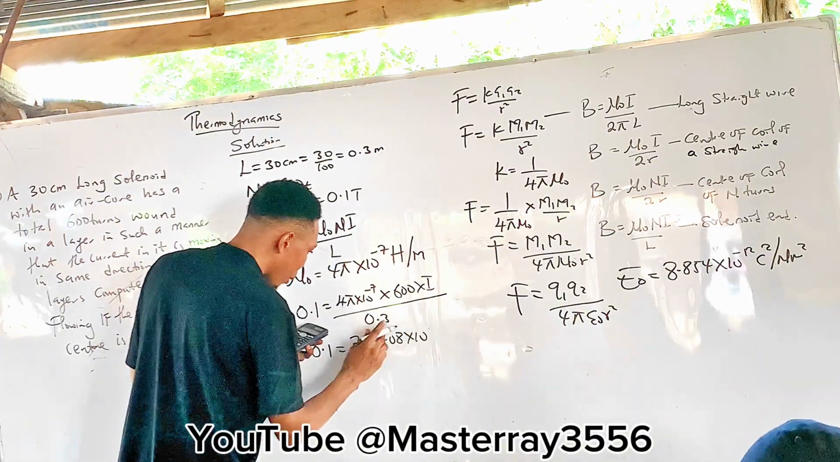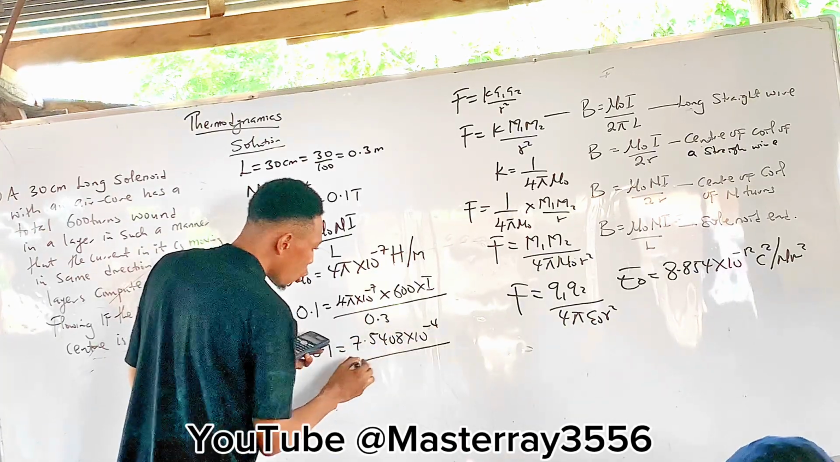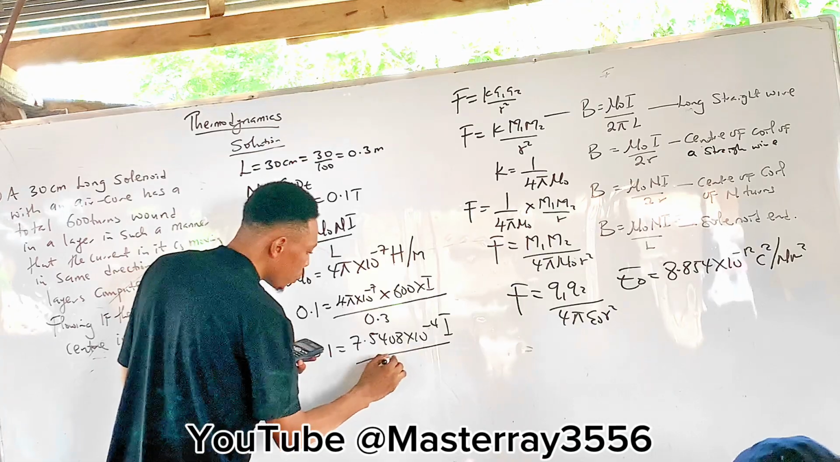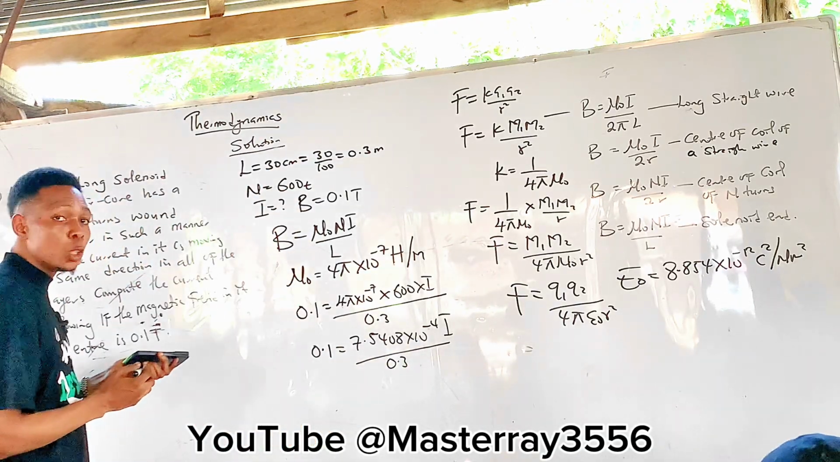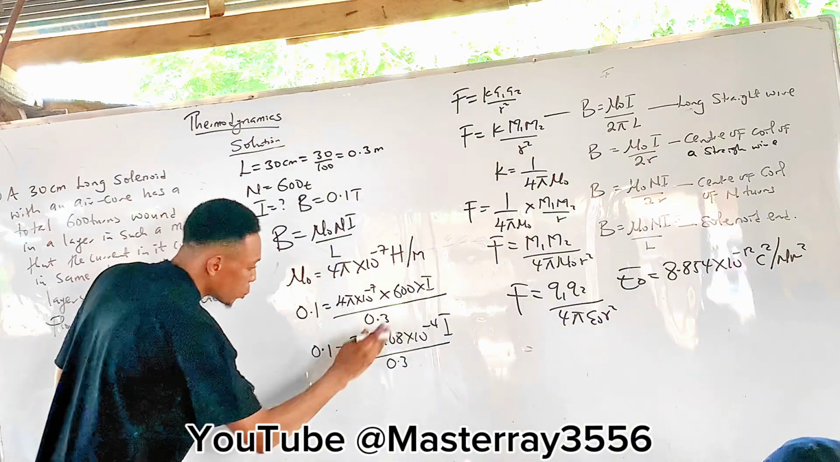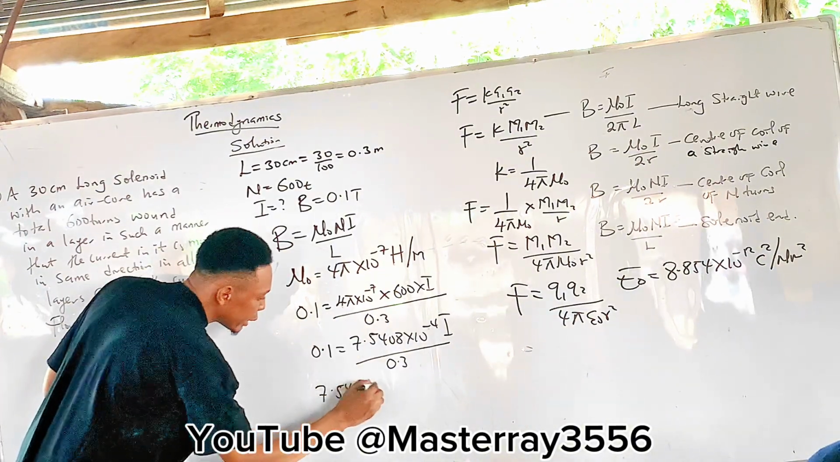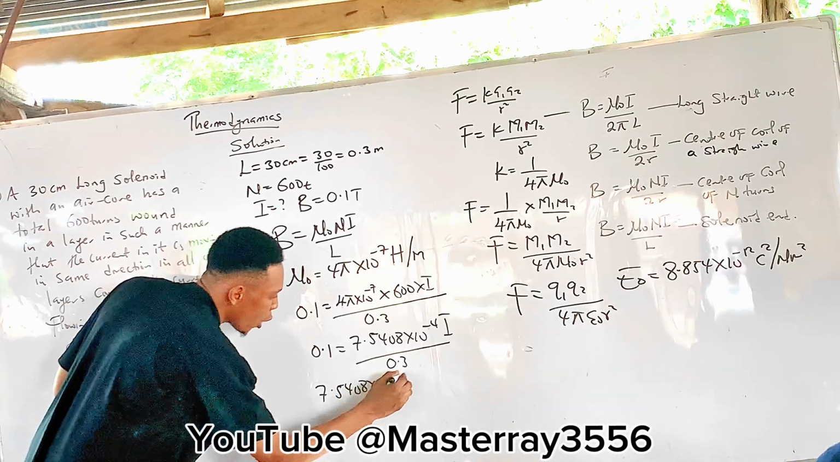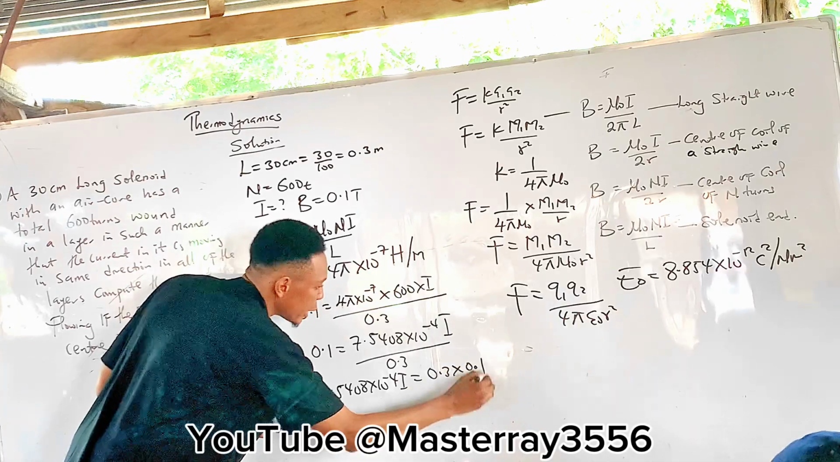0.5408 times 10 raised to power minus 4i, all over 0.3. What do you do from there? If we cross multiply, we have 0.5408 times 10 raised to power minus 4i equals 0.3 times what? 0.1.